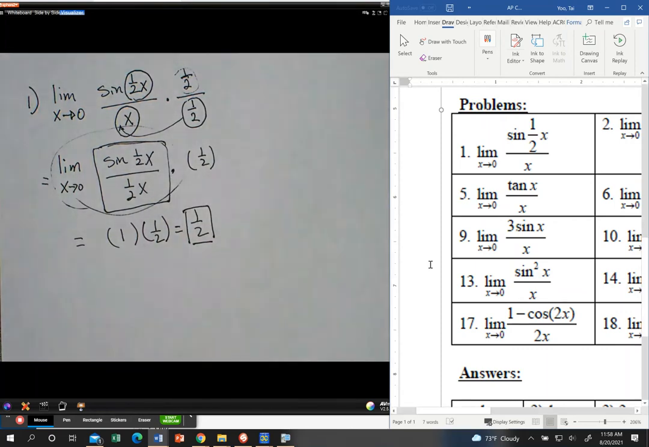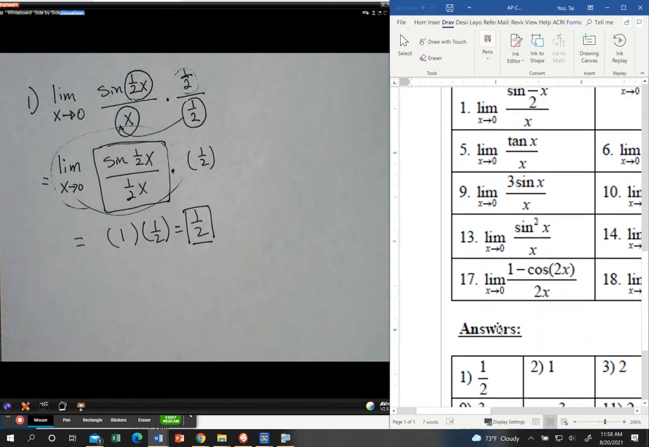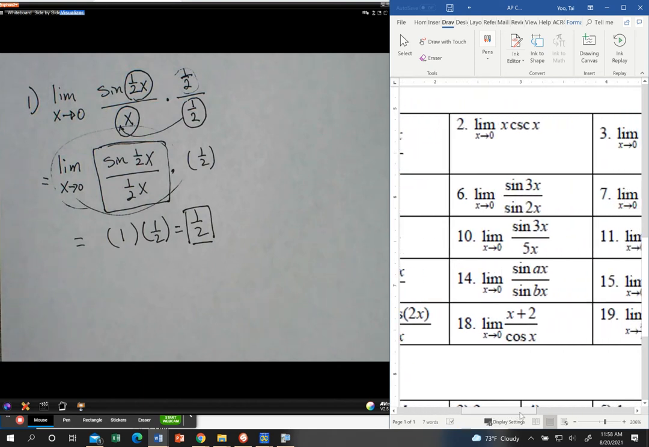Alright, let's see if this is correct. If you look underneath, it says answer 1 is 1/2. Okay, how many of you guys got that on your own? Close to about half, which isn't too bad. Okay, let's try number 2.